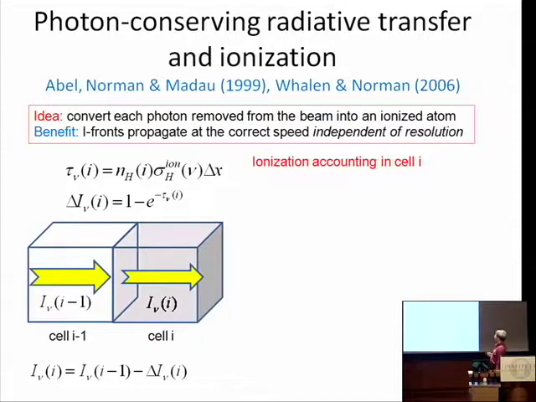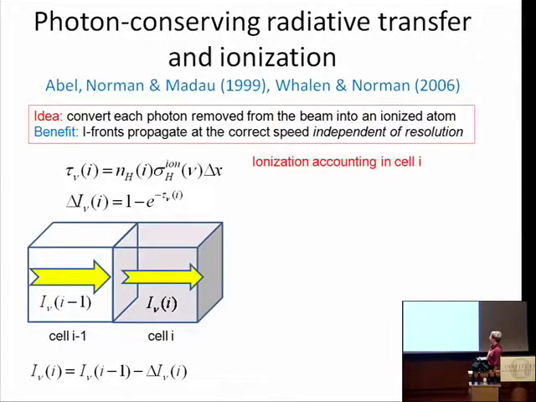So here's how it works. Consider this beam of radiation coming along through your grid cells, and in this cell it is being attenuated. This is ionizing radiation, and it's being attenuated by this cell because of the ionizations that are occurring there. Okay, so the optical depth of that cell, i, is just the number density of neutrals times the ionization cross-section times the cell width, delta x. And then the change in intensity across that cell, delta I, is just 1 minus e to the minus tau.